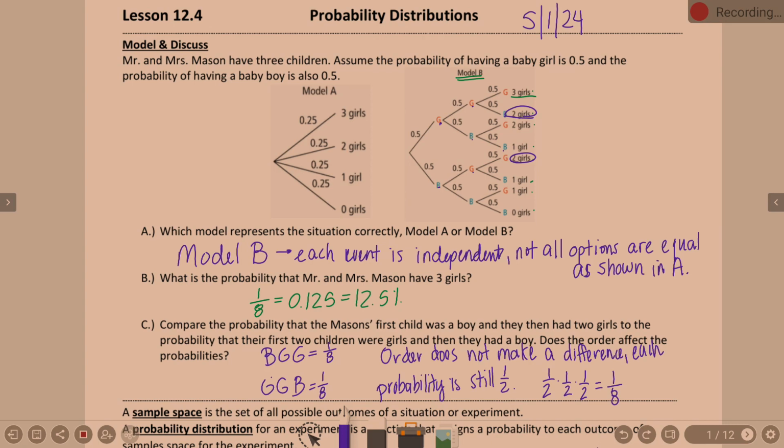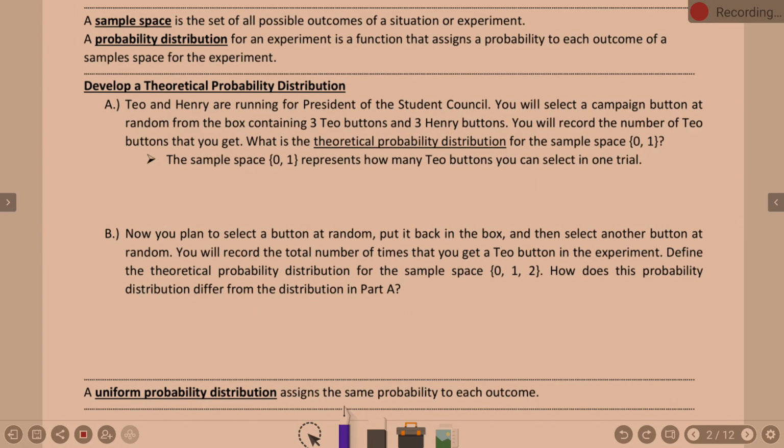Okay, so probability distributions, being able to look at all the possibilities, being able to look at possible outcomes, and putting those probabilities together. Now, you have a few definitions next. Sample space. This is vocabulary that you always see with probability. Sample space being all the different possible outcomes. So sample space is a set of all possible outcomes of a situation or experiment. So what we had back there, the girl, girl, girl, girl, boy, boy, all those different possibilities, that was our sample space. There's going to be 8 different possibilities.